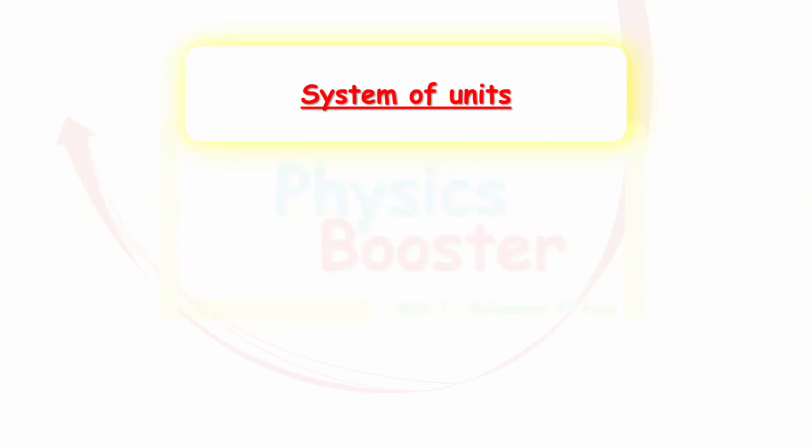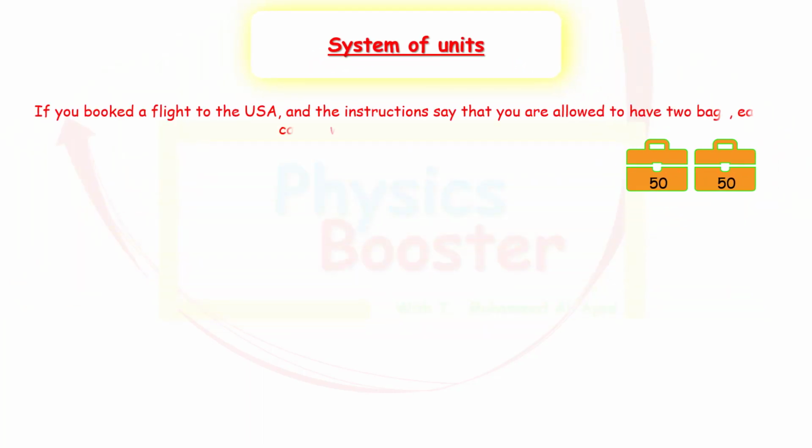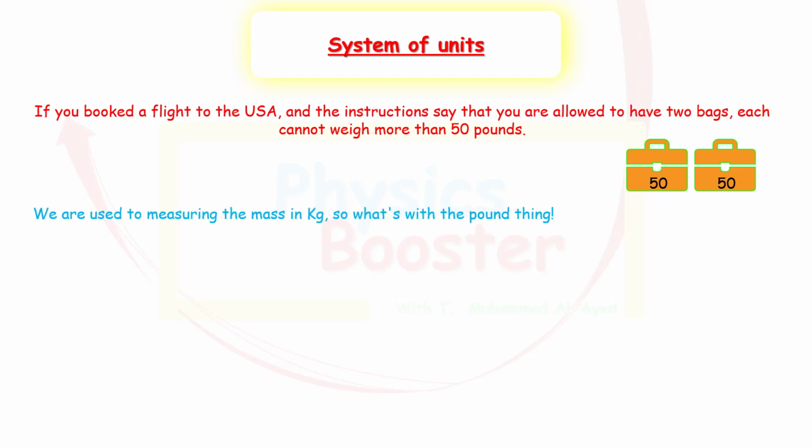It's going to be introducing something called the systems of units. Say for example you booked a flight to the USA and the instructions say that you're allowed to have 2 bags, each cannot weigh more than 50 pounds. We're used to measuring the mass in kilograms. What's with the pound thing? It's something new, we never heard of it before.